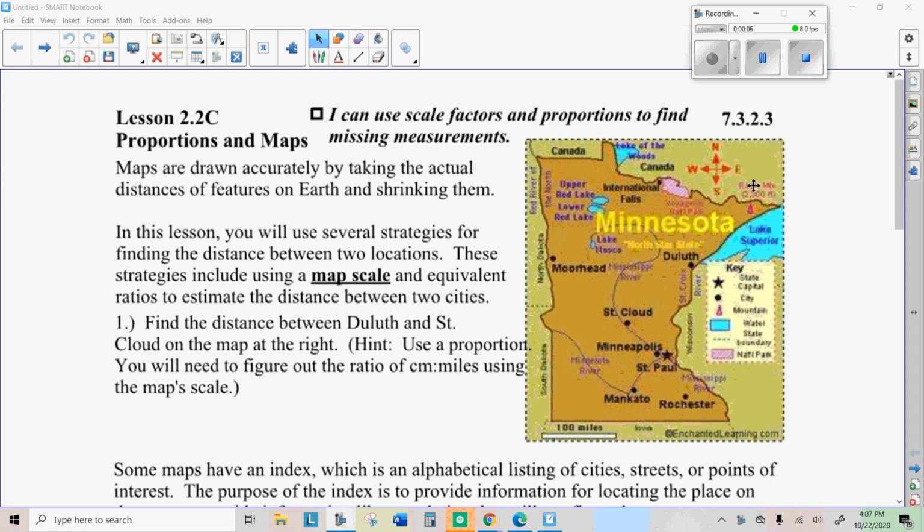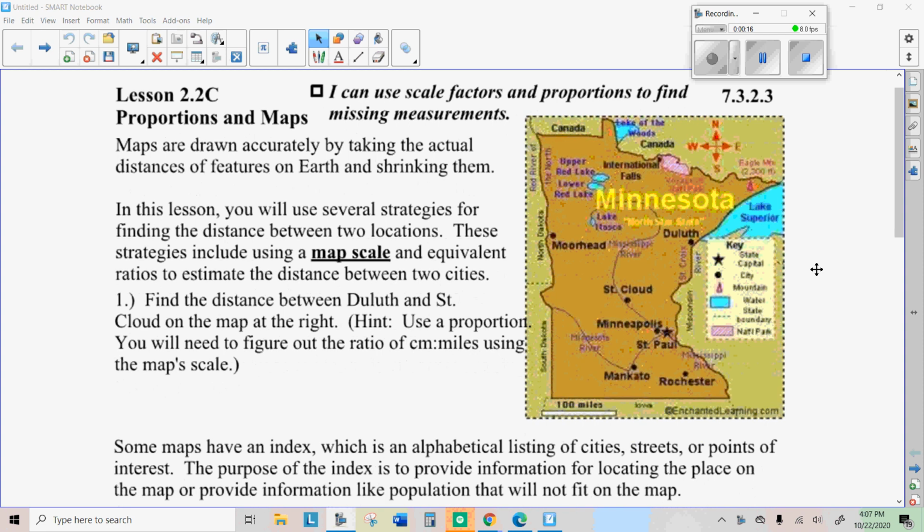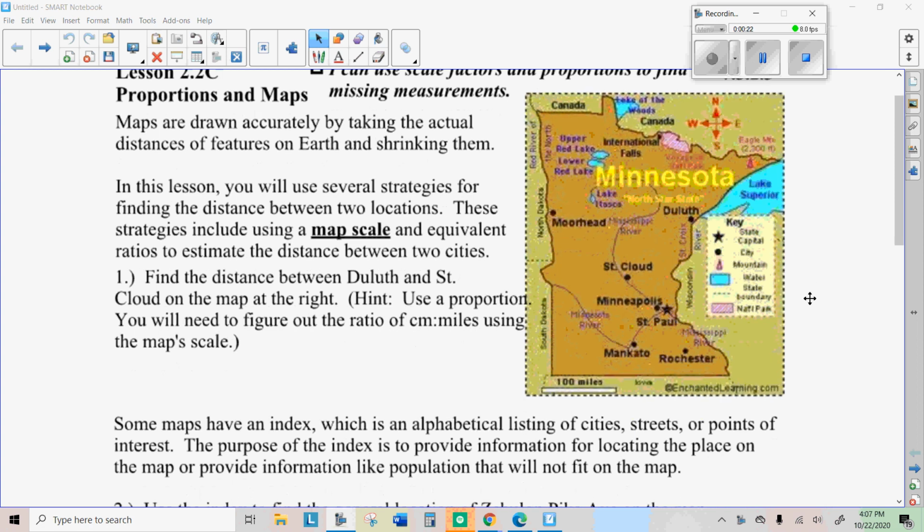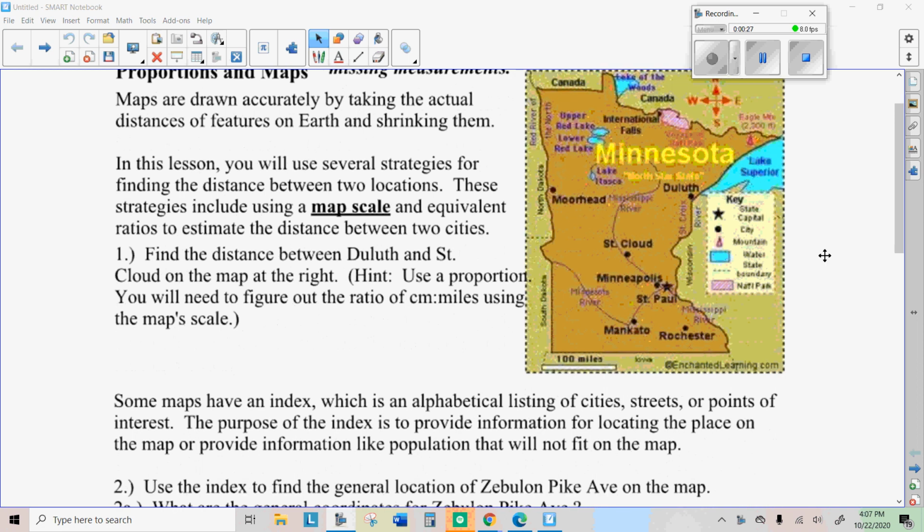Mr. Hermanson again. Today we are going to learn how to use proportions to help us find distances on maps. You probably would want a ruler to measure these distances, but I'm going to give them to you so we can work with the same thing so you understand. But if you want to do some problems on your own, you may want to go get a ruler.